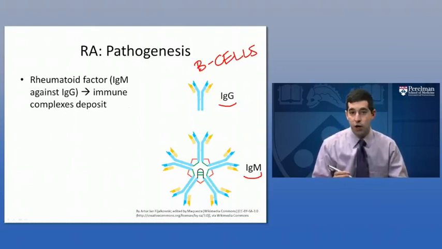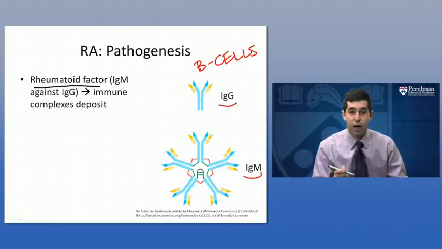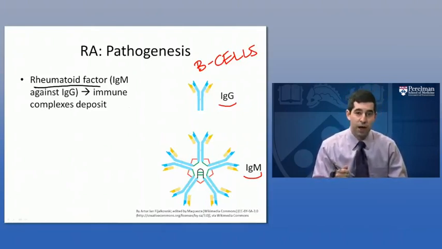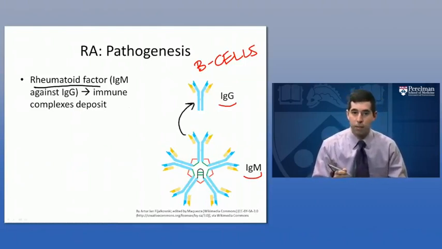One of the things that occurs in rheumatoid arthritis, or one of the things that we can test for at least, is the production of something called rheumatoid factor. Now, rheumatoid factor is an IgM molecule, a very large antibody that actually targets IgG, another one of these immunoglobulins.